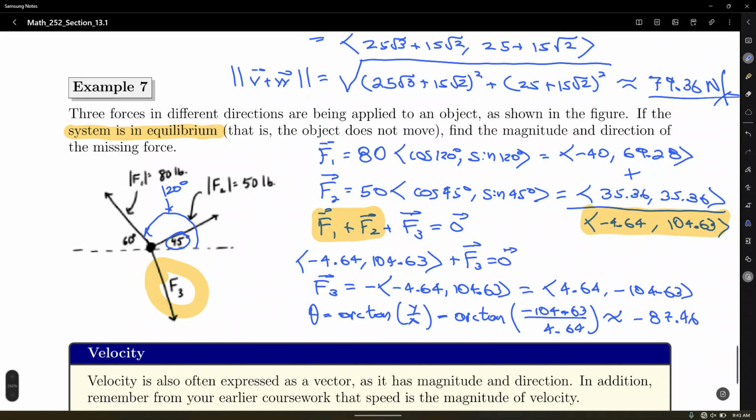Do we need to add 180 in this case? No, not in this case, because negative 87 degrees matches with the angle going to the fourth quadrant. And also this result is in the range of the arctangent function. So we're good in this case. Unless our missing vector were in the second or the third quadrant, then we would need to adjust accordingly. All right? Don't forget the degree symbol.